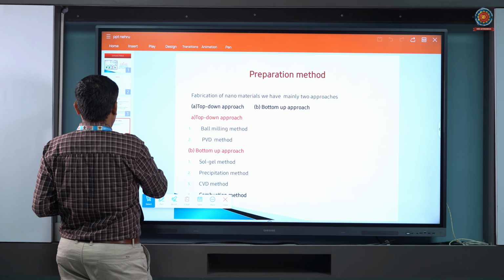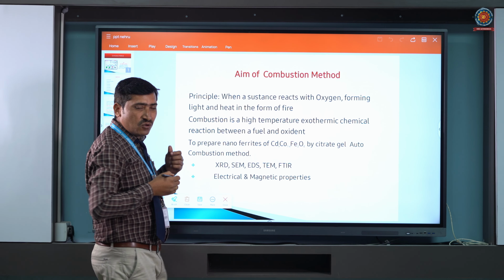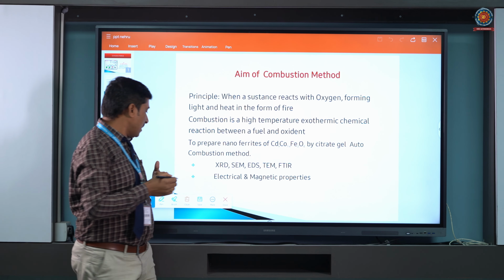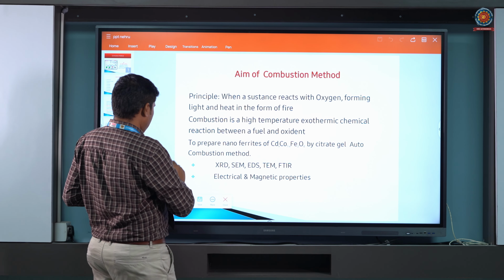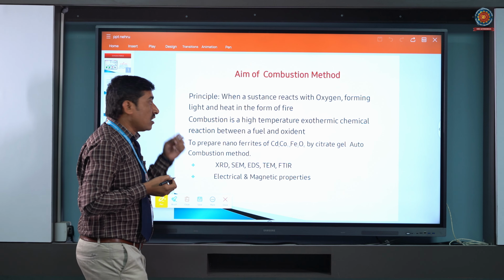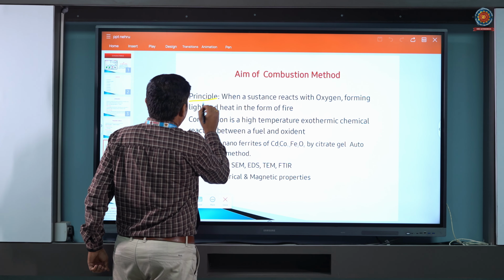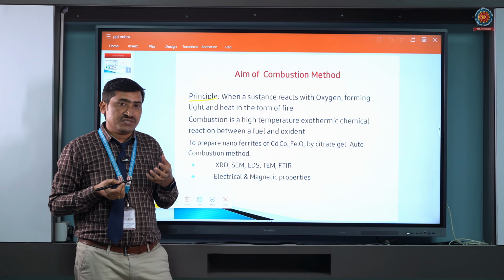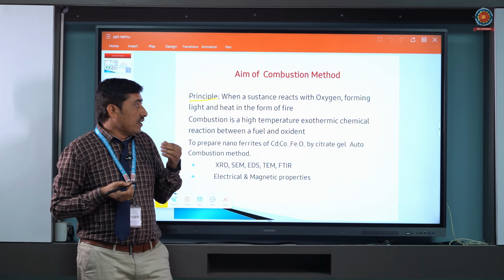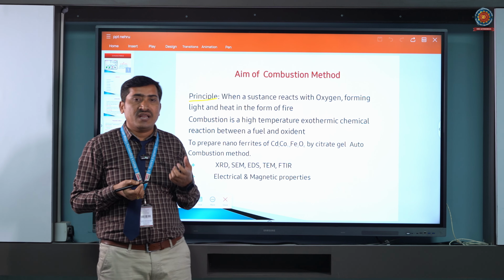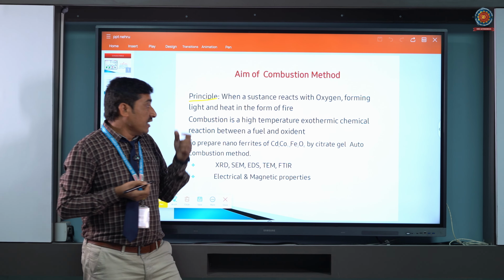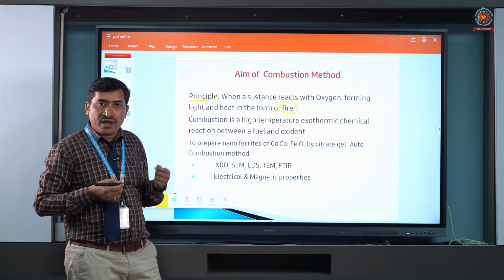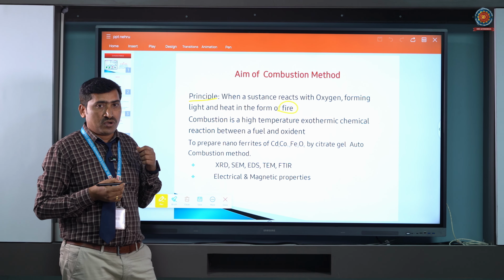So next is the aim of the method. What is our aim? Why do you choose this method? What is the principle? The principle of the combustion method is: when a substance reacts with oxygen, it forms light and heat in the form of fire. That is the principle of the auto combustion technique.